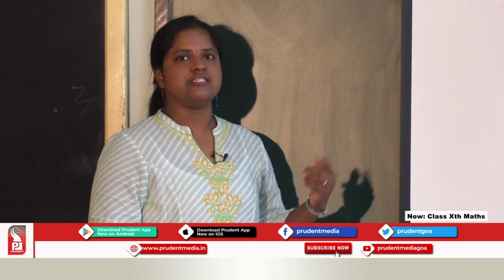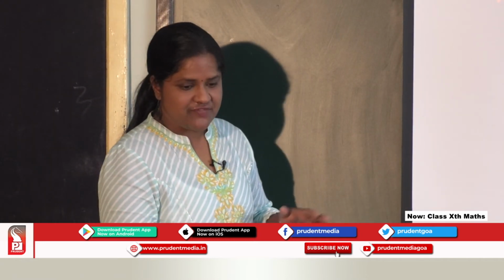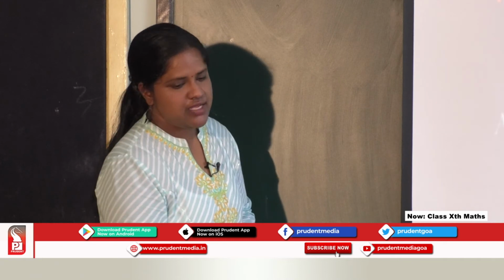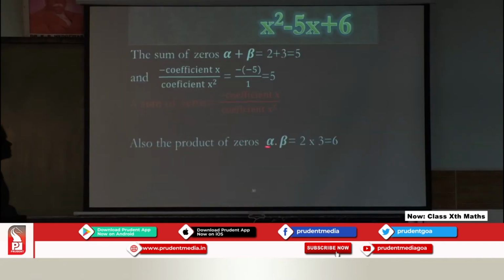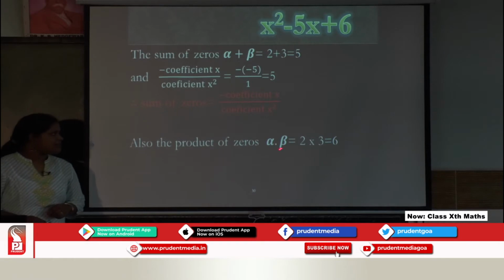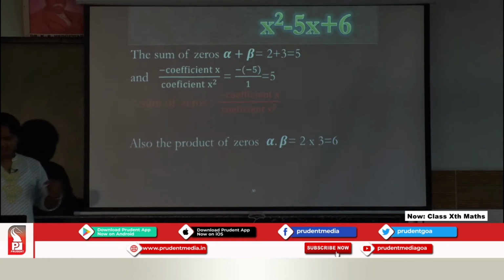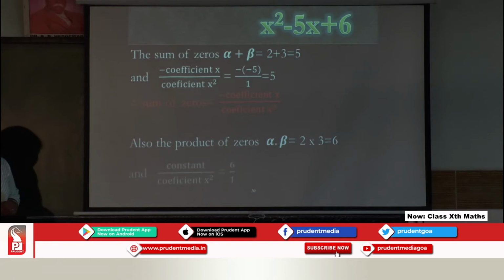Now, the next part is the product of zeros. Let us first calculate the product of zeros. What is the product of zeros? Alpha multiplied by beta. So, alpha is 2, beta is 3. So, 2 multiplied by 3 is 6. So, this we have done via the calculation method.